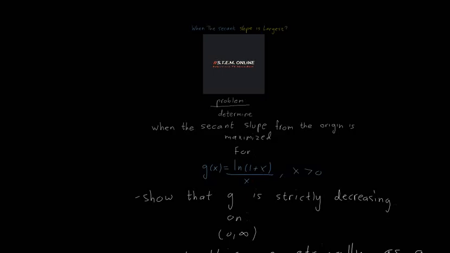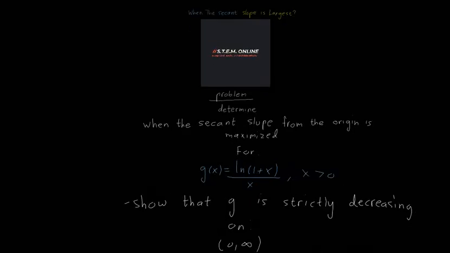So, what we're going to be looking at today is something interesting about the natural log function. Okay, so here we go. Most students can differentiate ln of 1 plus x over x. However, far fewer can prove what it means geometrically and determine exactly when the secant slope from the origin will be maximized. So in this video, we will solve a hard calculus problem that involves g of x here, right?